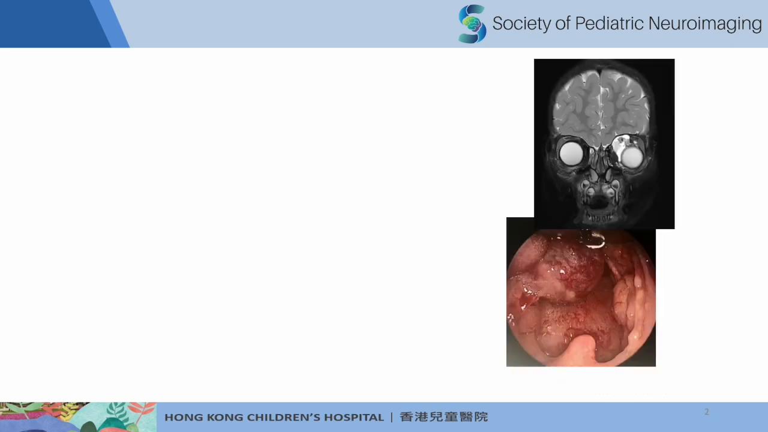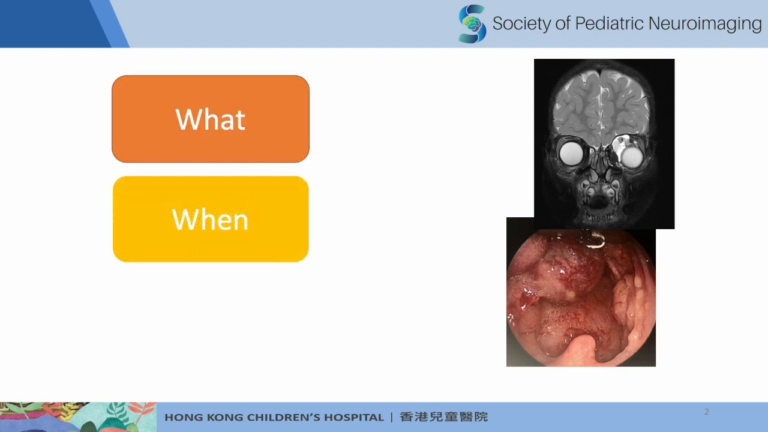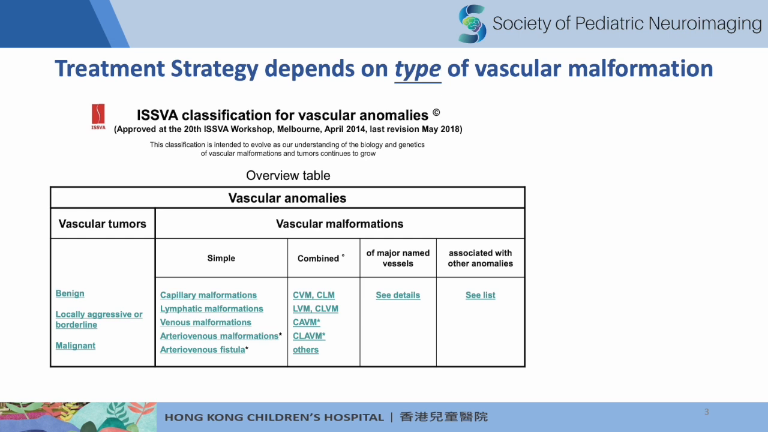So, a simple outline of my talk: I'm going to cover the what, the when, as well as the how, in the aspects of managing these vascular malformations in the head and neck region. One very important thing is the treatment strategy really depends on the type of vascular malformations. So, using the ISVA classification for vascular anomalies, which forms the basis of diagnosis for these wide range of vascular lesions. If we look into vascular malformations, there are these 4 groups.